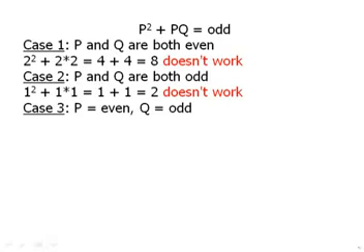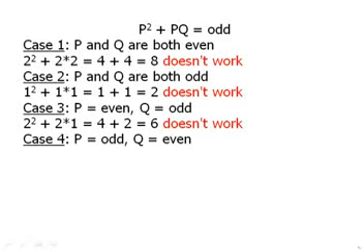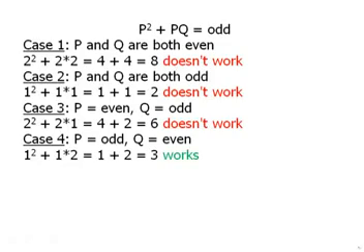Case 3. P is even and q is odd. So now we're going to plug in p equals 2 and q equals 1. And here we're going to have 4 plus 2 is 6. That doesn't work. That's even. So then the final case, we're wondering now, is it possible for this to be odd? The final case, we'll try p is odd and q is even. Now we're going to plug in p equals 1 and q equals 2. And here we're going to get 1 plus 2 is 3. That definitely is an odd number. That works. And that's the only case among the 4 that works.